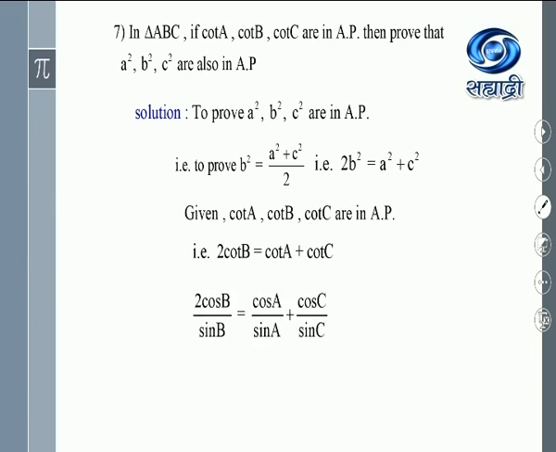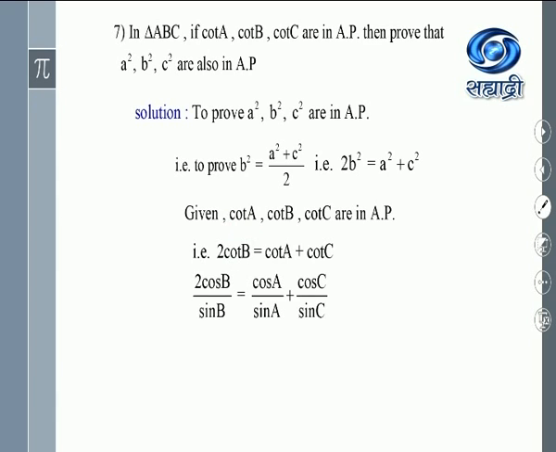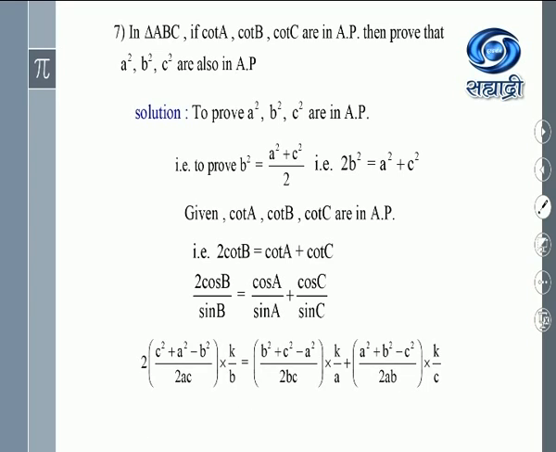Clear? Now we write the ratio for this cot B. What is cot B? Cos B upon sin B. What is cot A? Cos A upon sin A. What is cot C? Cos C upon sin C. We write cot as the ratio cos and sin. Now we use the cosine rule and this sin B, if you look at, we use the sine rule as well as we use the cosine rule. These two we keep as it is. Okay. Now see cos B. In the previous session we proved that cos B is equal to what?